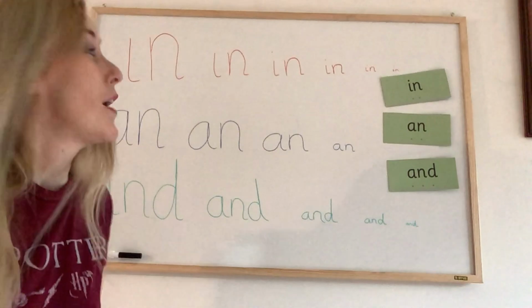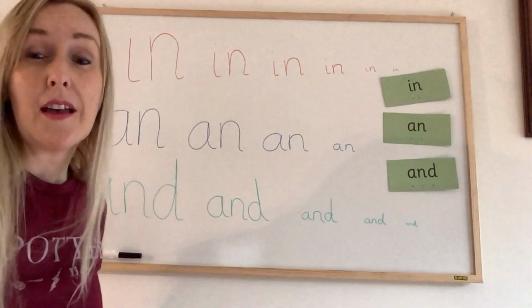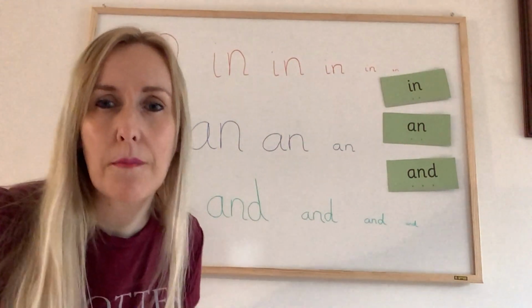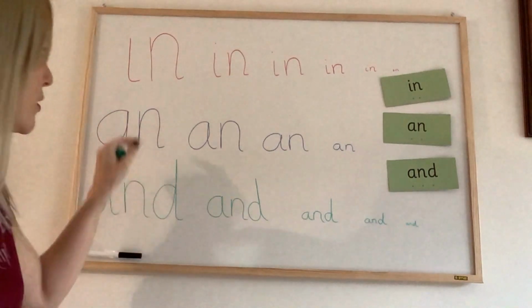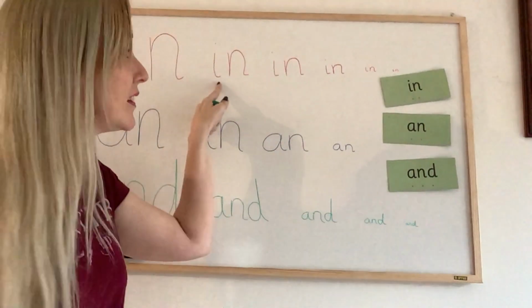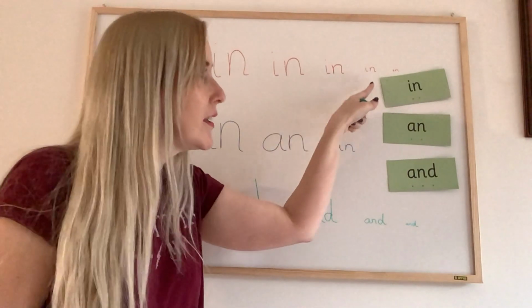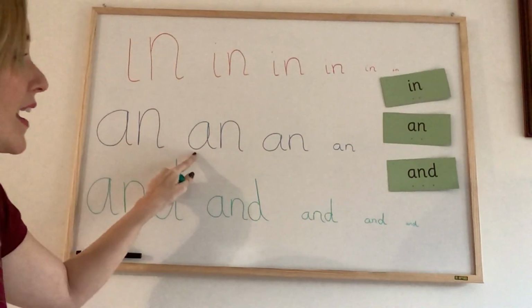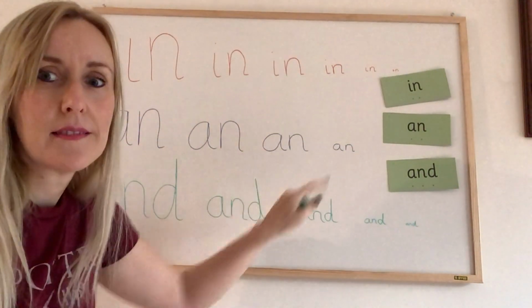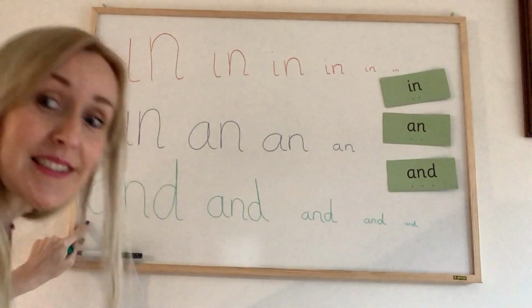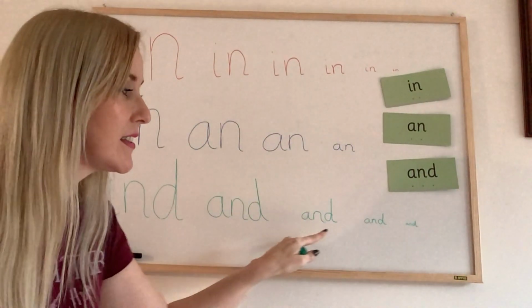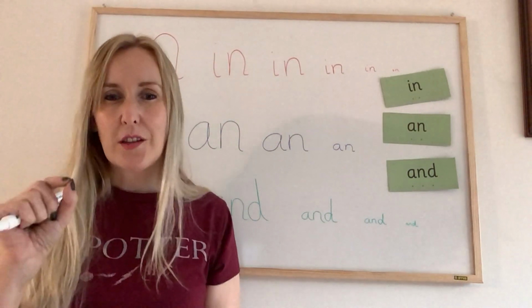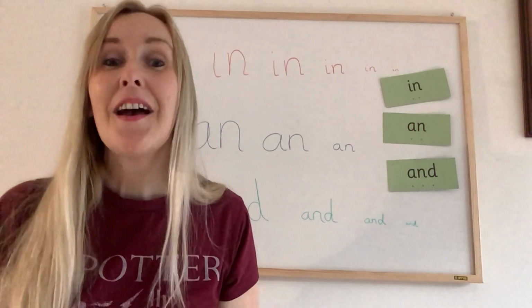Now when you've finished, I want you to point to the big words, and I want you to shout them really loudly. But when you point to the tiny words, I want you to whisper them. So we're thinking about our volume here. Okay, so we're going to go in, in, in. An, an, an, and. So we're starting off really loud with the big words and getting really soft and quiet with the small words. Have some fun with this.